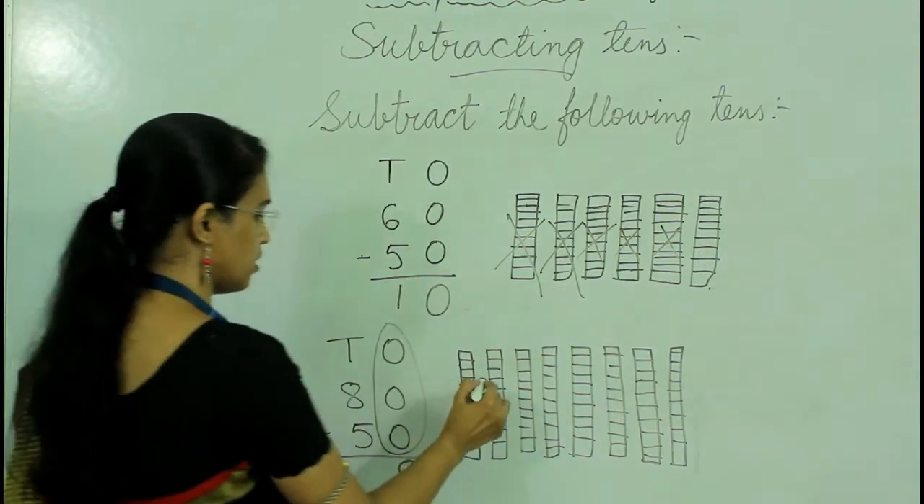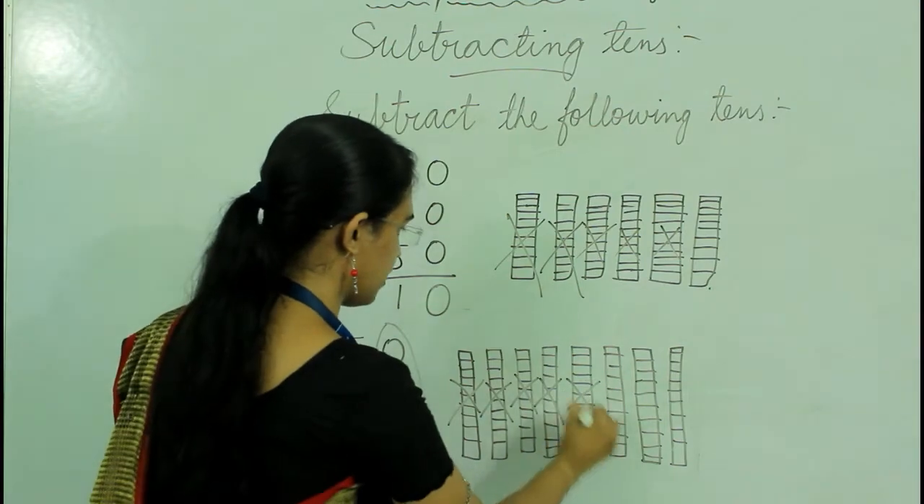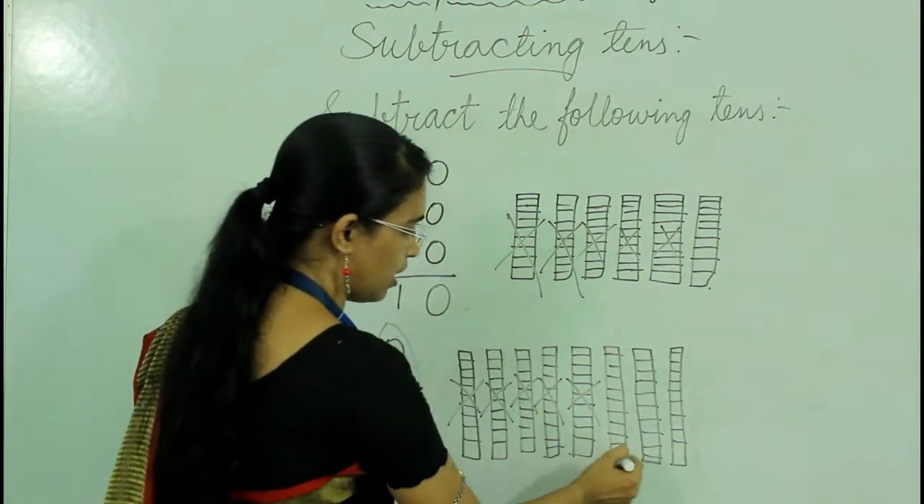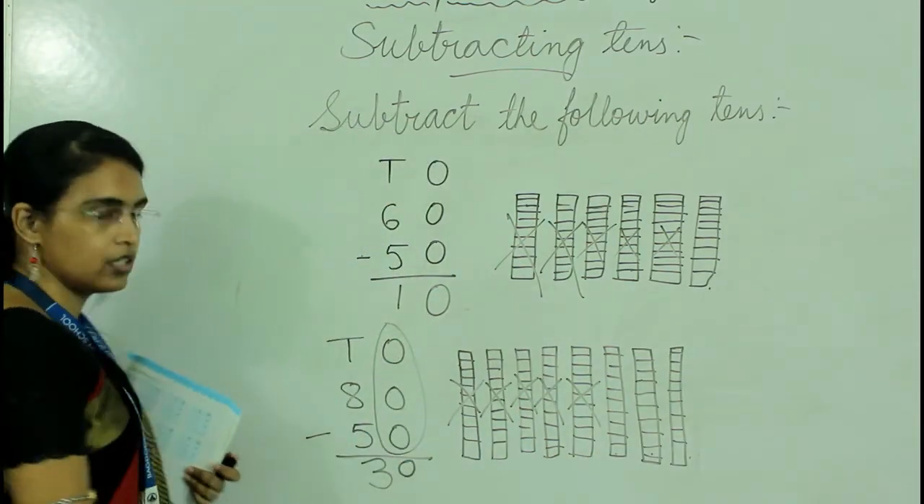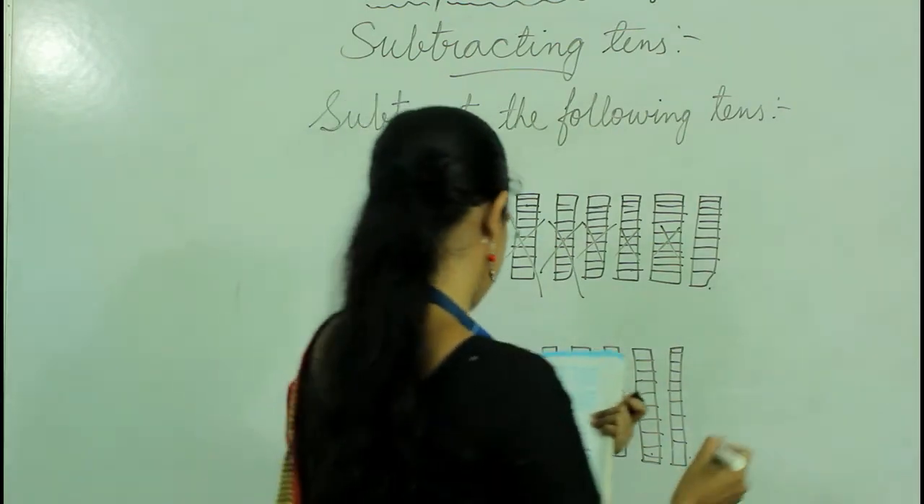Okay. 1, 2, 3, 4, 5. After cutting 5 groups from these 8 groups, how many are left? 1, 2, 3. So we have to write here 3. So the answer is 30. 80 minus 50 is 30. Now another question.